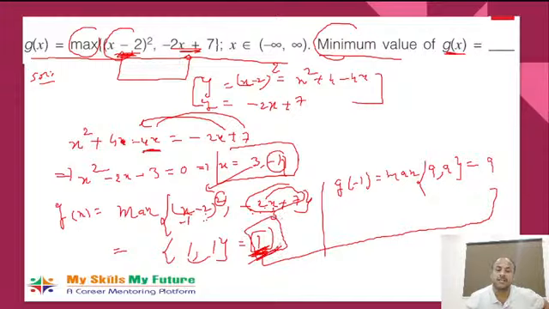Where does it occur? Suppose the question asks where it occurs, meaning for what value of x you get the minimum value. It is very clear: at x is equal to 3 you get the minimum value.